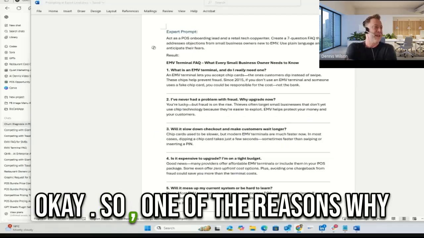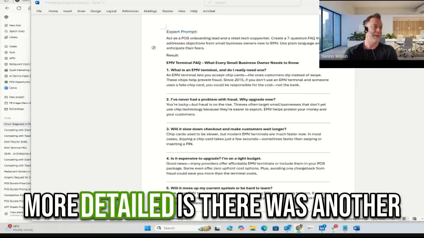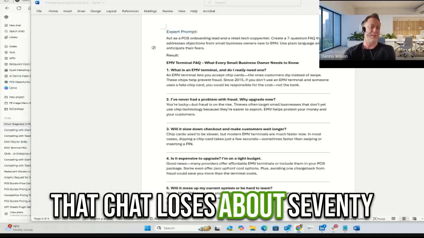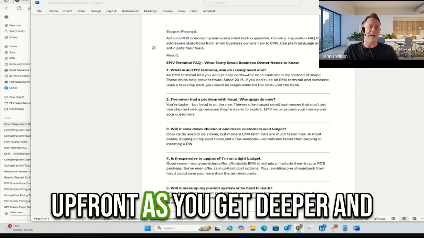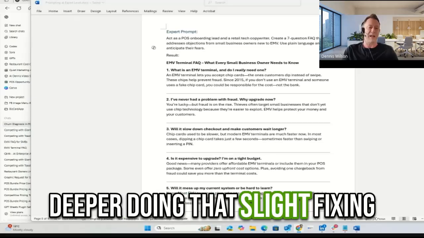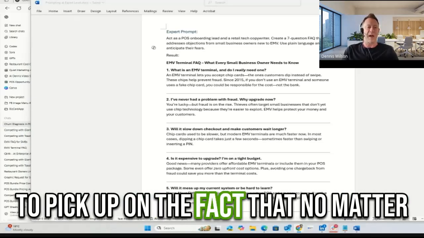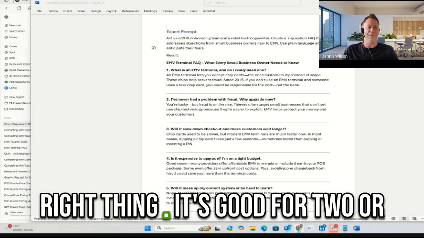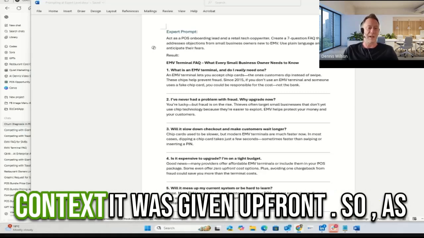Okay, so one of the reasons why getting your upfront prompt to be more detailed is there was another study that just came out showing that Chat loses about 70% of what you taught it up front as you get deeper and deeper doing that slight fixing method. So you're absolutely right to pick up on the fact that no matter how much you pushed it around, it just never seemed to give you the right thing. It's good for 2 or 3 pushes, and then it's actually starting to forget most of the context it was given up front.